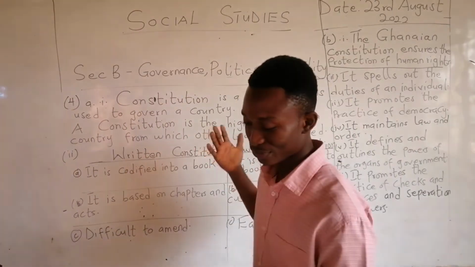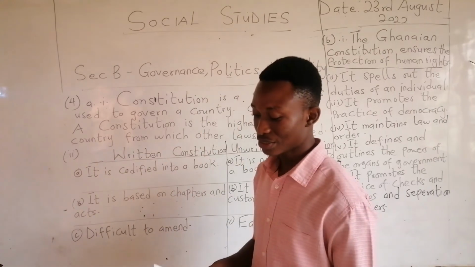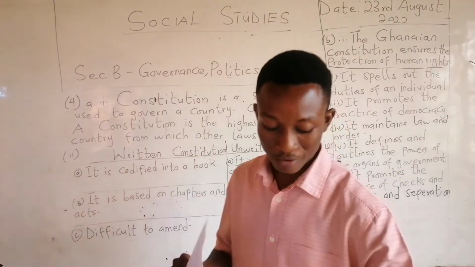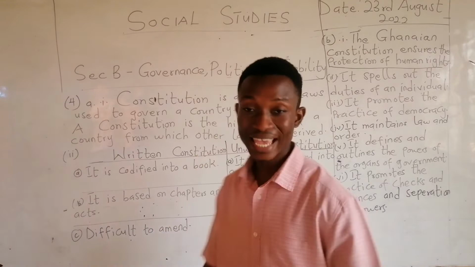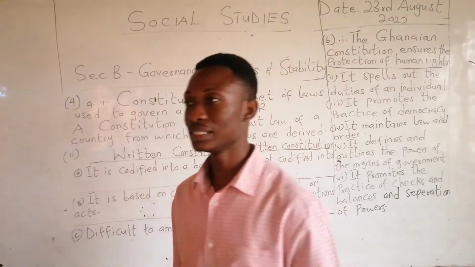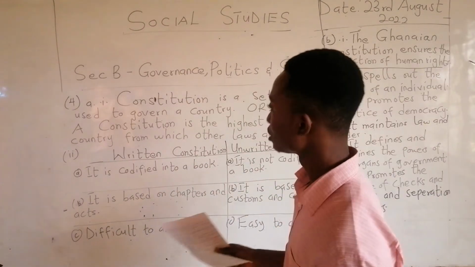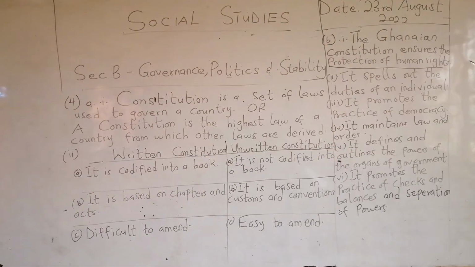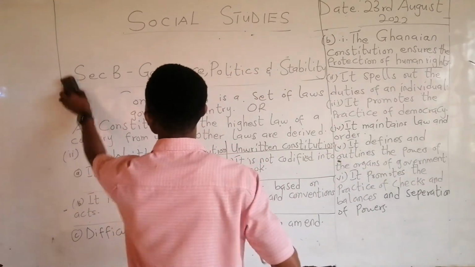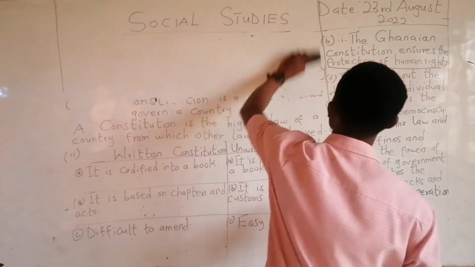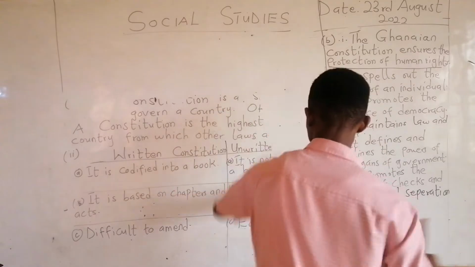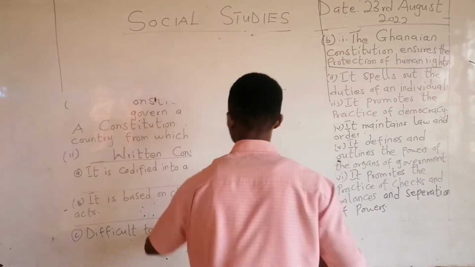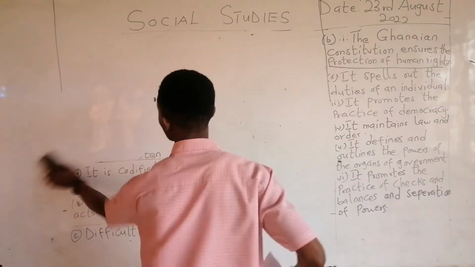So this is question 4, and that brings us to the end of questions on governance, politics, and stability. Now we take questions on social and economic development.